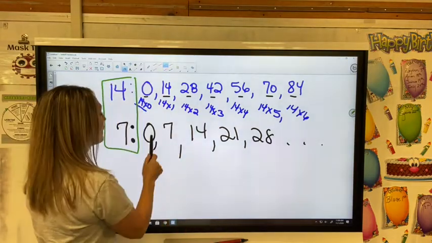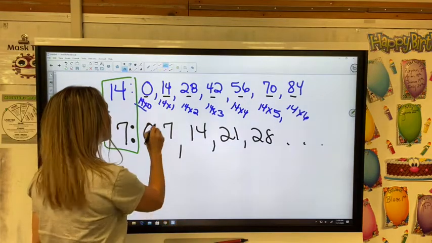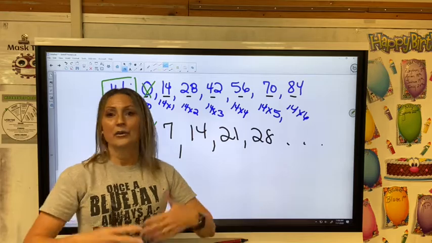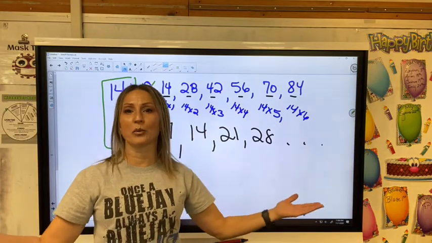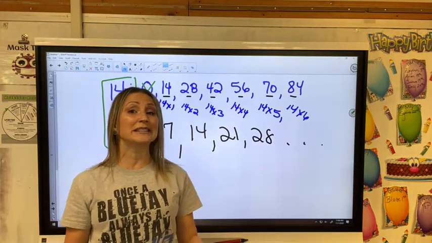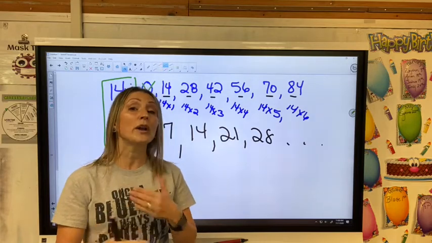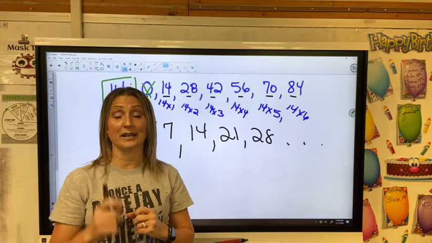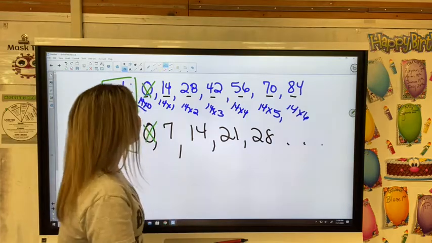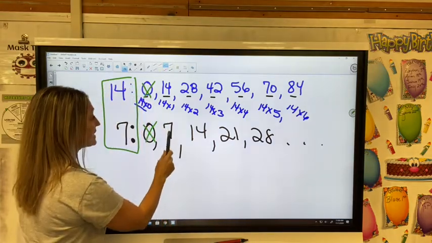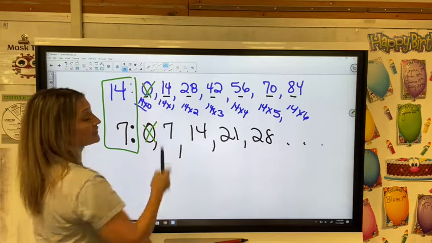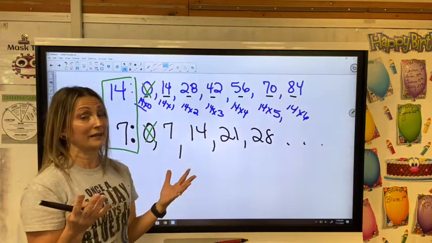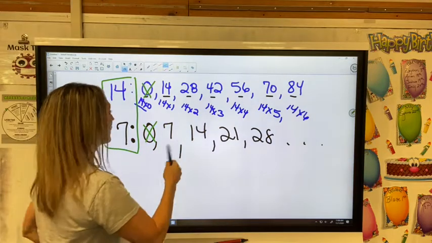Well, 0 and 0, yes, it is the smallest, but 0 goes to any number. If we went with 0, every number would just be 0. And since we know 0 really doesn't have a value, we always want to go with the numbers that start with 1 times something. In this case, 1 times 7 is 7. 1 times 14 is 14. Well, those are small numbers, but they are not alike. So we go to the next one.